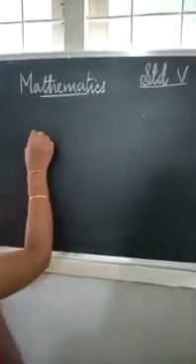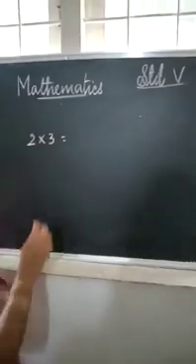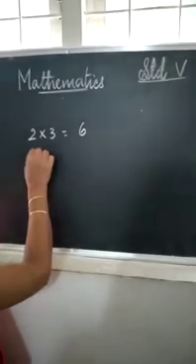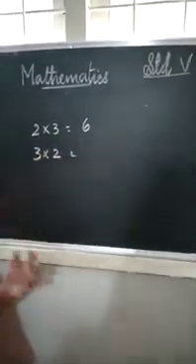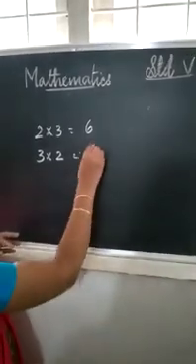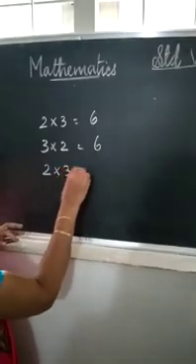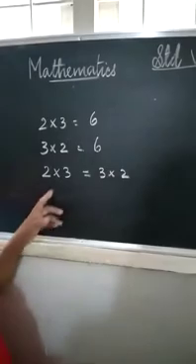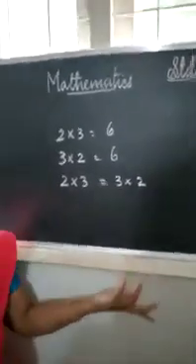Let me tell you with one-digit numbers, 2 into 3. We know that 2 3s are 6. Then what is 3 2s? 3 into 2 is again 6. That means we can say 2 into 3 is equal to 3 into 2. Both are the same. 2 into 3 is 6 and 3 into 2 is also 6.